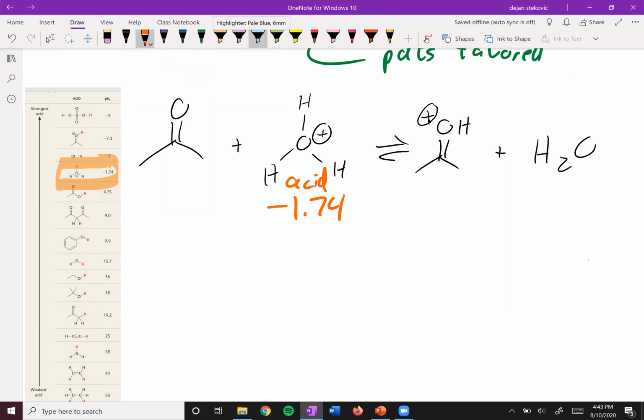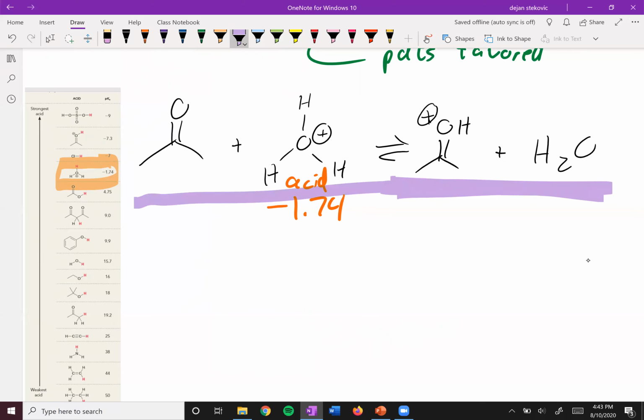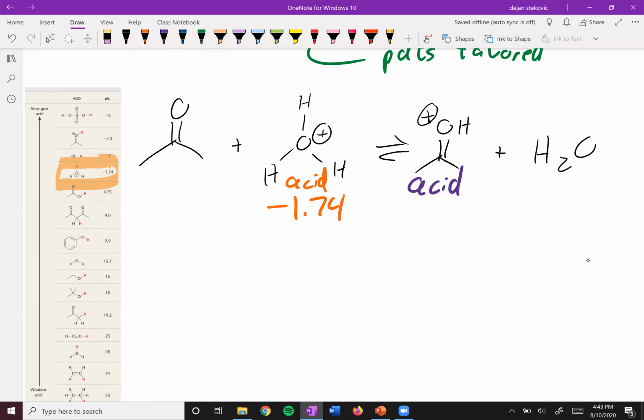And then we take a look at the product side of things, right? If we're going from right to left, which one of these components is acting as the acid, right? Well, it's this guy right here, the protonated acetone. That's what's acting as an acid. And so we need to find its pKa, and we find that right over here at negative 7.3. And then we ask ourselves, which one of these is the stronger acid? Well, it's the protonated acetone.